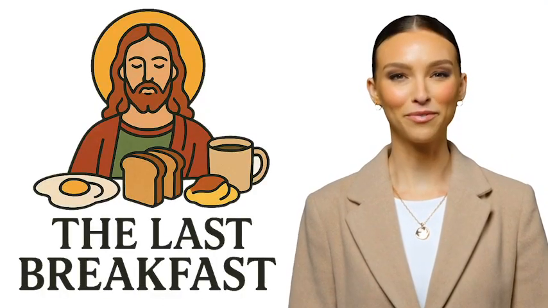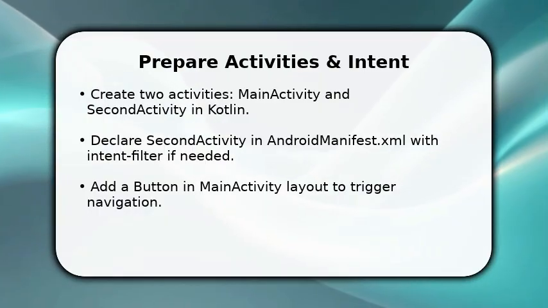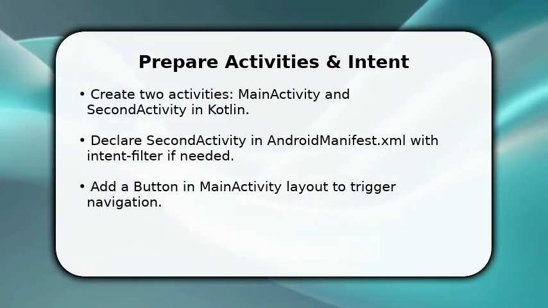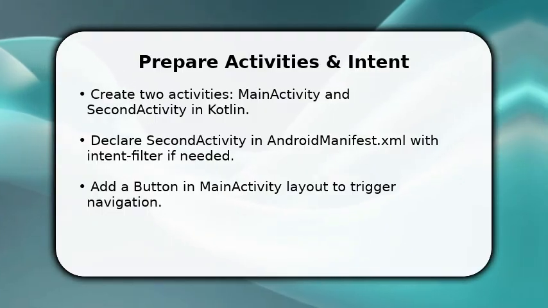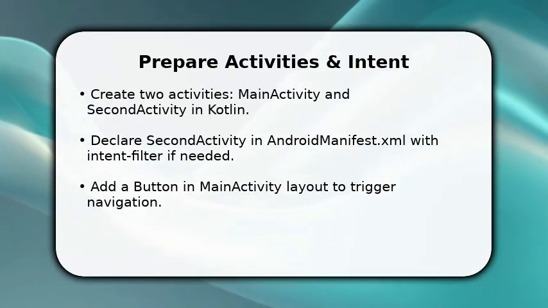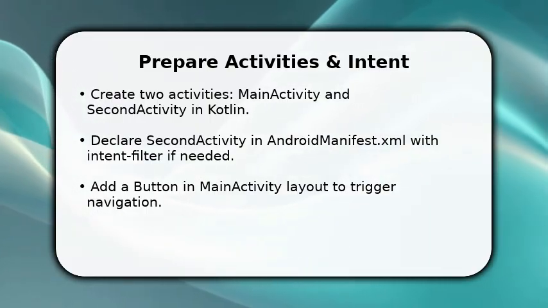Please enjoy the video. You start by ensuring both activities exist and are declared. This gives Android a route to your destination. Once created, add a clickable button in MainActivity's layout and import Kotlin Android synthetic or view binding to access it.